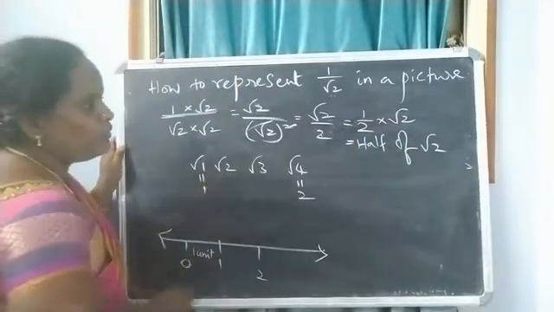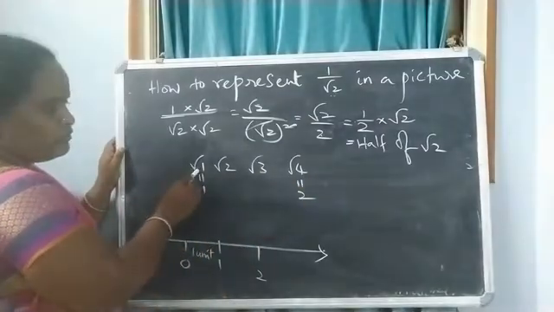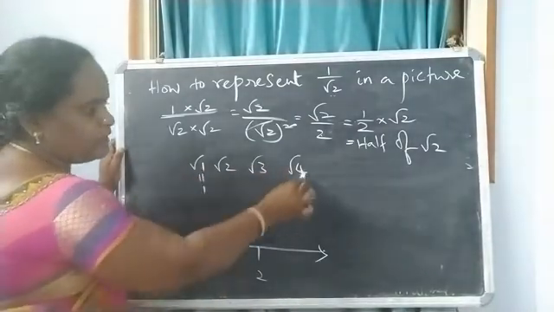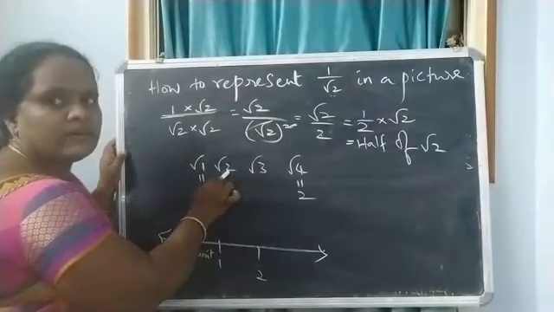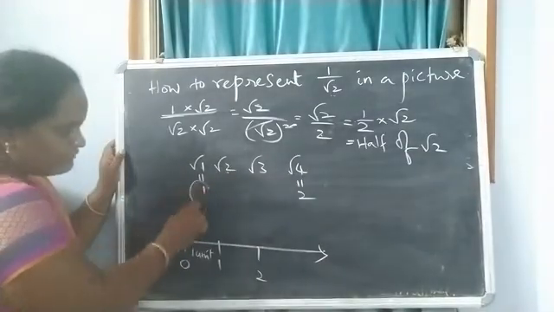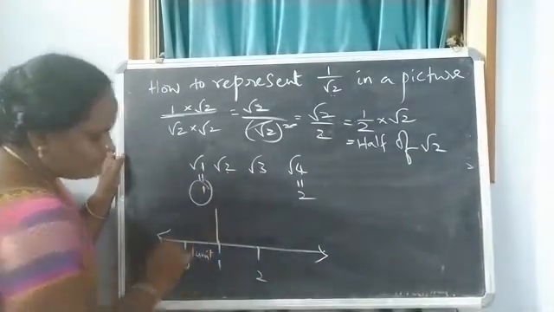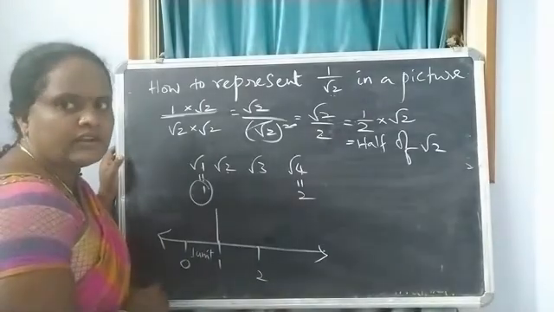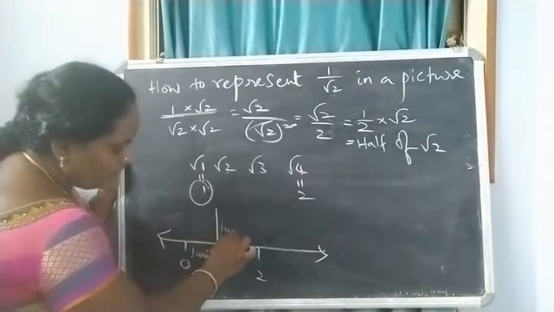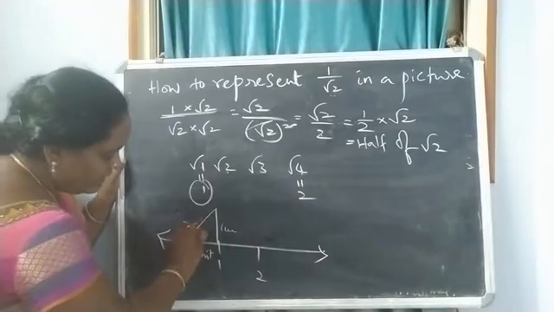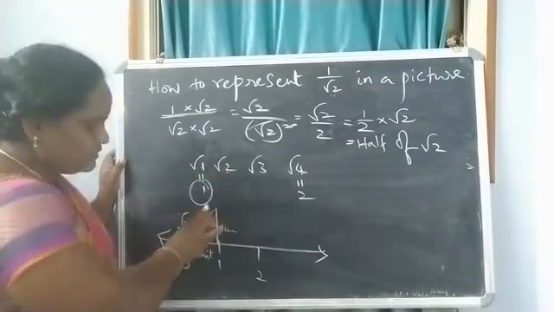So, root 2 lies between root 1, root 3, root 4. Root 1 is equal to 1, root 4 is equal to 2. So, root 2 lies between 1 and 2. So, this 1 will be the base and height is fixed. You have seen representation of irrational numbers on the number line. So, 1 unit height if we take, we will get root 2 units hypotenuse. So, this is root 2.